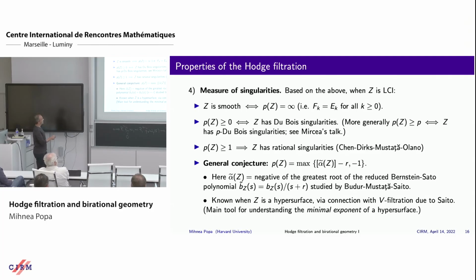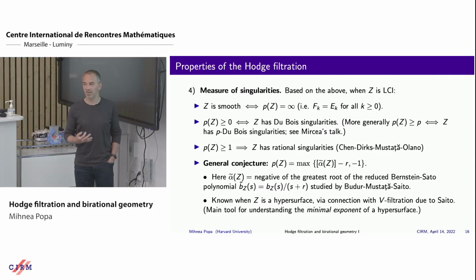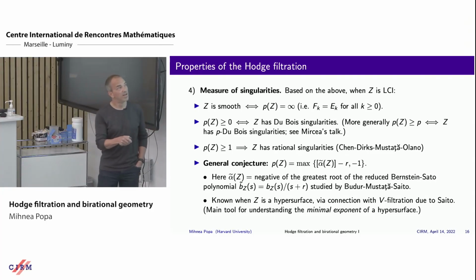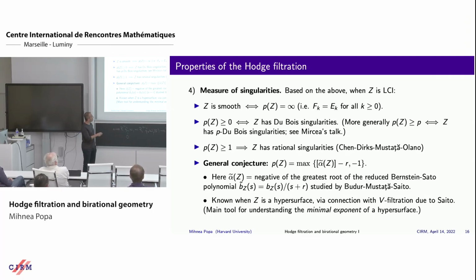Also, from the theorem that I said on the previous slide, the singularity index is non-negative if and only if Z has Dubois singularities. And in fact, and we're kind of excited about this, this is something that we've been interested in recent times. This has a generalization that's really neat: if the singularity index is at least p, then the scheme has p-Dubois singularities.